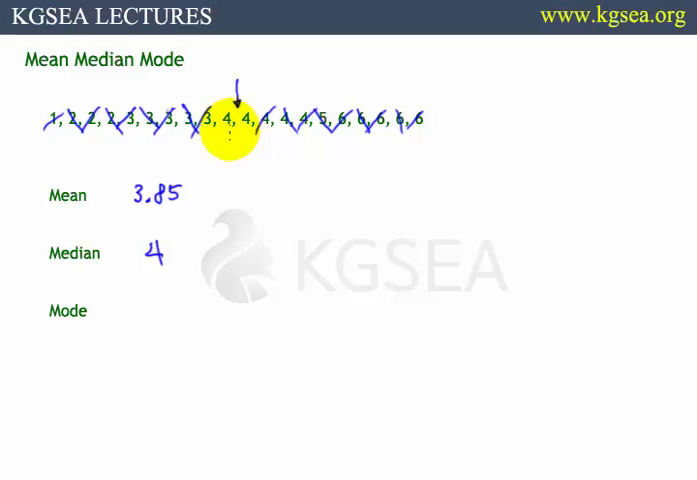Anyway, what if this was not 4 and 4? What if it was 4 and 5? And you fell through the crack? What do we do? Then you got to have the mean of these two. And you got to say it's 4.5 in that case. So median could be a number that you didn't see here because you fell through the crack and you had to find the average of these two numbers. Then again, you didn't see this number here anyway. So that's mean and median for you.